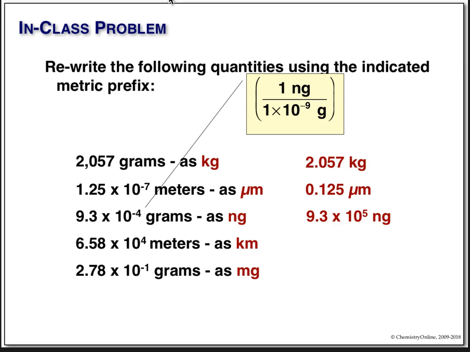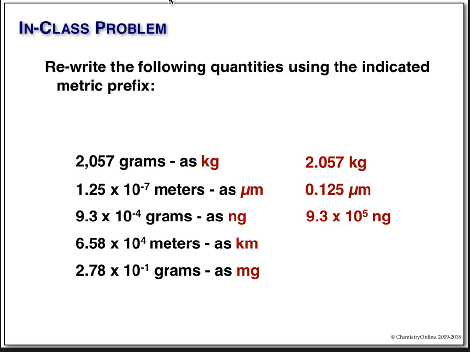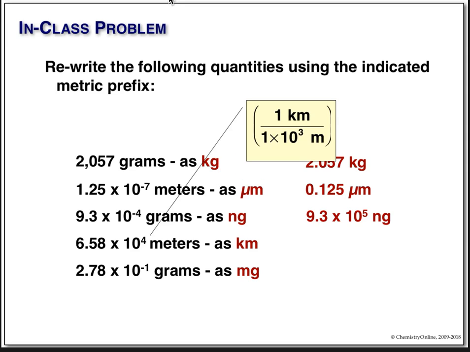Two more, this is simple. Meter and kilometer, we've done that. Kilo is 1,000. 1 kilometer is 1,000 meters. We must have meters in our denominator, so this would work. 1 kilometer is the same as 1,000 meters. Multiply it out, and we're about 65.8 kilometers.